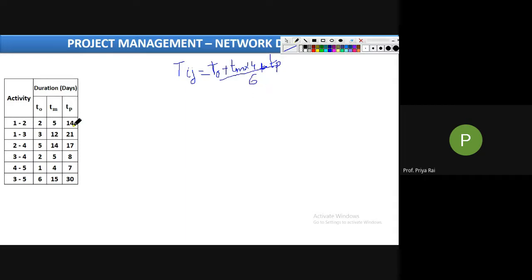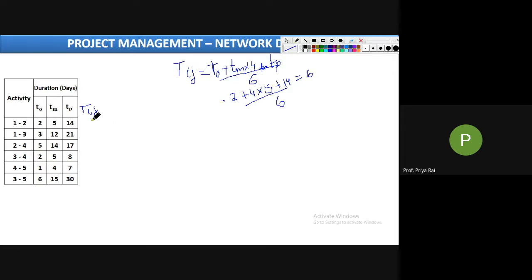So what will be the Tij value for the first activity? Please keep a calculator with you, everyone. Please tell me the value of Tij for this first activity. Ma'am, 6. How? Simply 2 plus 4 into 5, plus TP, which is 14, divided by 6. So this is coming to 36, and 36 by 6 is 6.